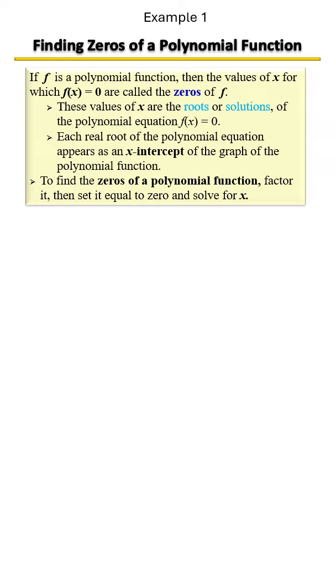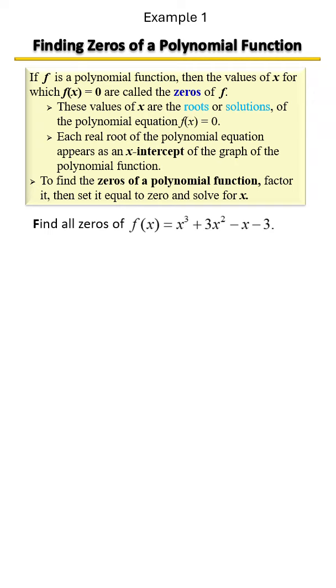But one of the first things you want to do is look at your polynomial. And if your polynomial can be factored, then one of the quickest ways of finding your zeros is to factor it and set it equal to 0 and solve for x. And those are your zeros, roots, aka solutions, x-intercepts. So let's go ahead and do that for this one.